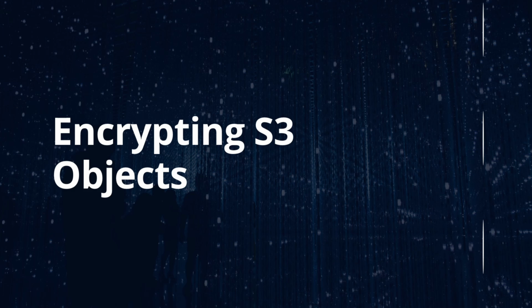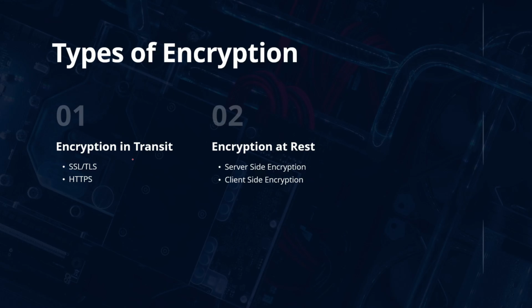So, in today's video, we're going to be talking about encrypting S3 objects. So, let's dive right into this video. So we have basically two types of encryption. Now this is not related just to AWS, but in general in computer science or in security we have two types of encryption. One is called encryption in transit and the second is encryption at rest.